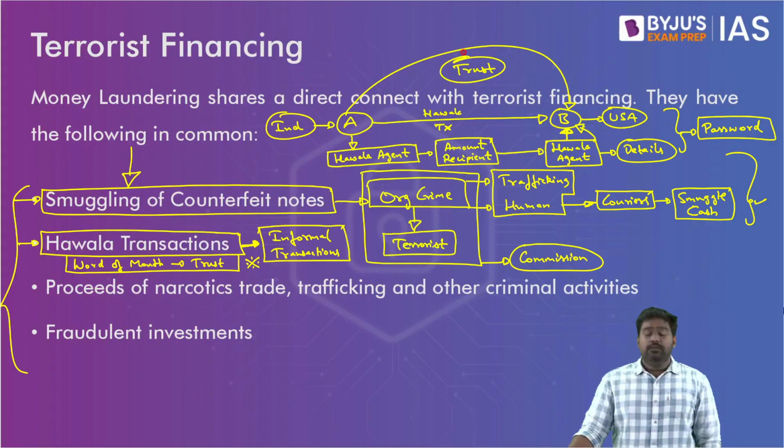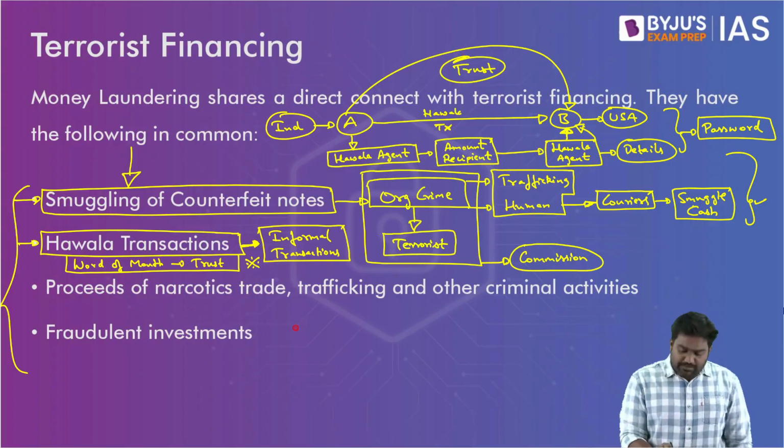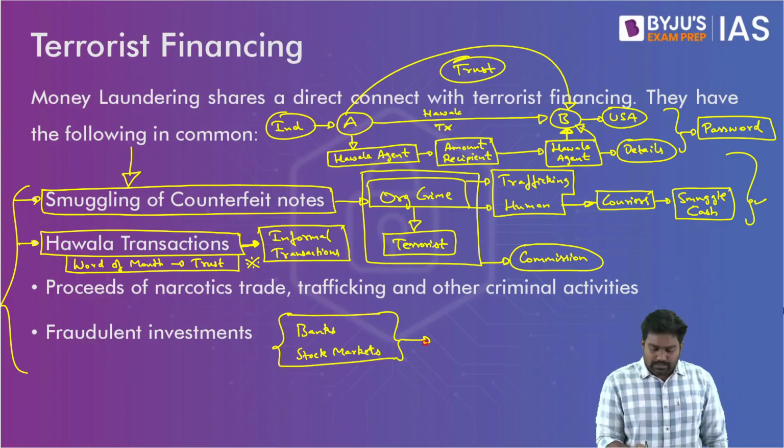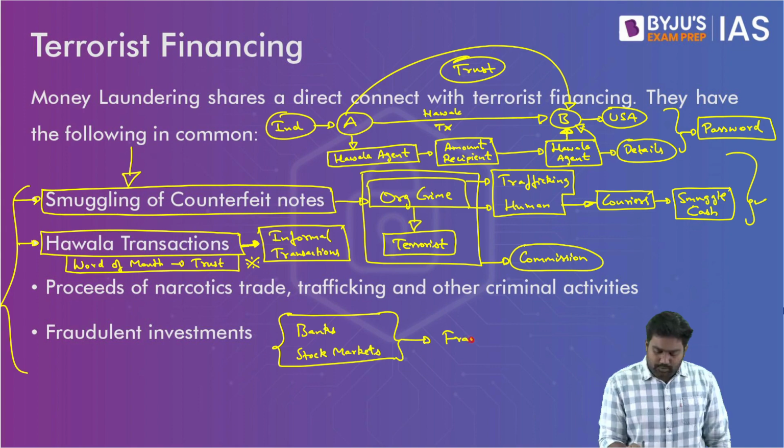All right. This money can be moved even through banks, even through stock markets, through the banking financial system as well. The money can be moved, but it requires fraud to be committed. It requires the collusion of officials and institutions.